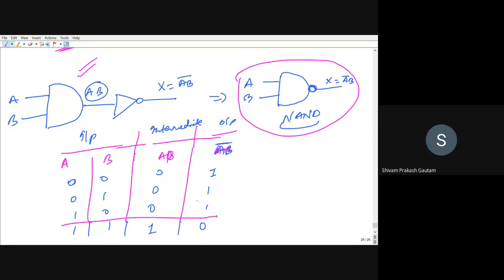When all the inputs are 1, the output will be 0, and for all the rest of the cases the output will be 1.